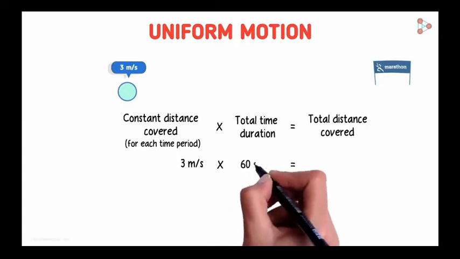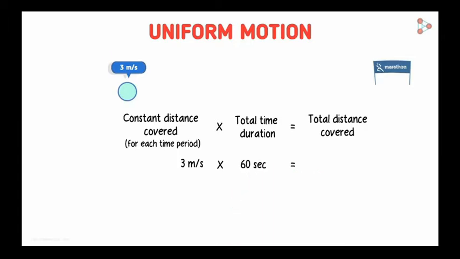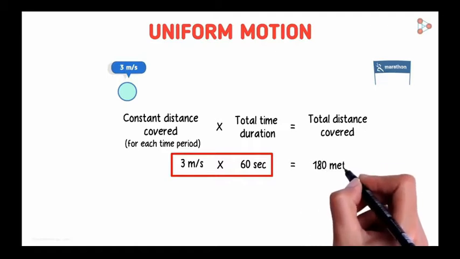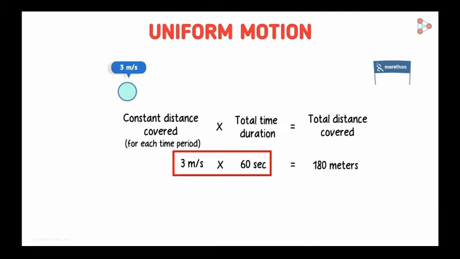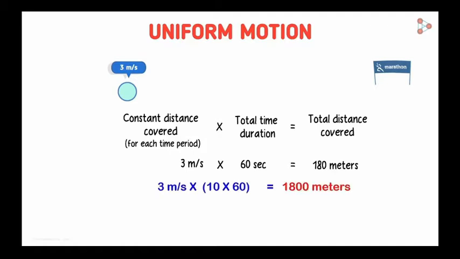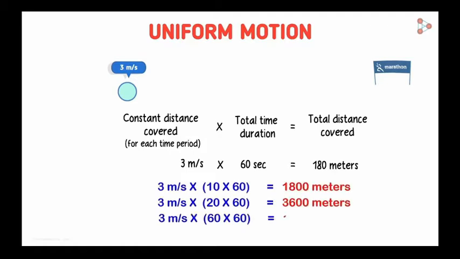A minute is 60 seconds. Each second the runner covered 3 meters. So 60 times 3 is 180. Don't forget the units. The answer would be 180 meters. Similarly, we can calculate how much distance he will cover in 10 minutes, 20 minutes, or even an hour. That's because he's maintaining a constant speed.